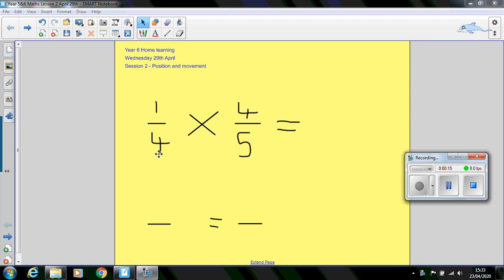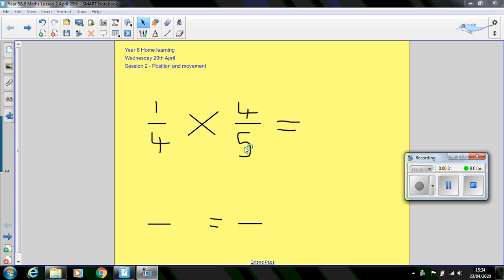But to start with, as always, we're going to have a warm-up, and this week it's all about fractions. Today we've got multiplication of fractions. We have a quarter multiplied by 4/5. We can say that instead of multiply or times, we can use the word of here. So it could be said that it's a quarter of 4/5, which is another way of looking at it.